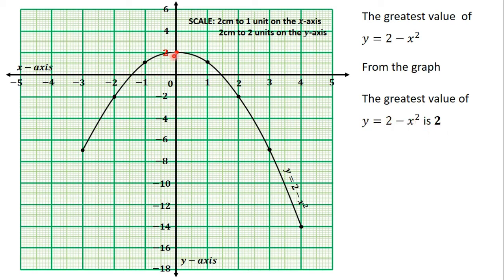And we can clearly see that the greatest value is 2 because the curve starts from here, and as it moves upwards, the y-coordinate keeps on increasing. It will keep on increasing until it gets to this point. Then it changes direction and the y-coordinates will decrease. So it means that on this curve, the greatest value of y you can have is 2. So the greatest value of y is equal to 2 minus x squared is 2.